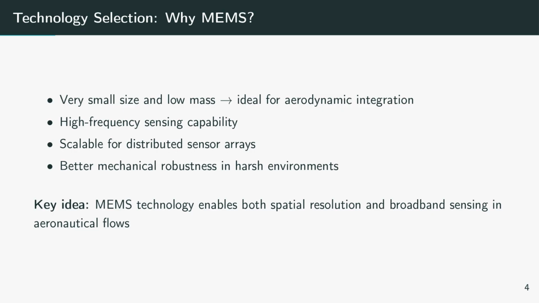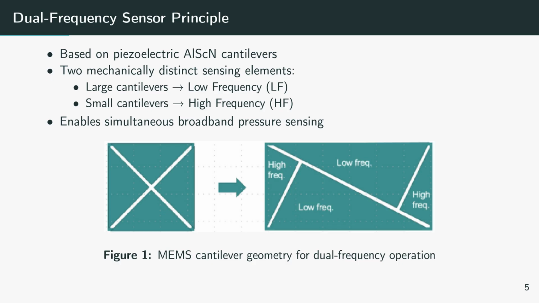The key idea is that MEMS technology enables both high spatial resolution and broadband pressure sensing, which are essential for this application. So, the sensing principle is based on piezoelectric cantilevers made of AlScN material. The system uses two types of mechanically distinct structures. Large cantilevers are optimized for low-frequency operation. They are more compliant, meaning they deform more under pressure, which increases sensitivity but limits the resonance frequency.